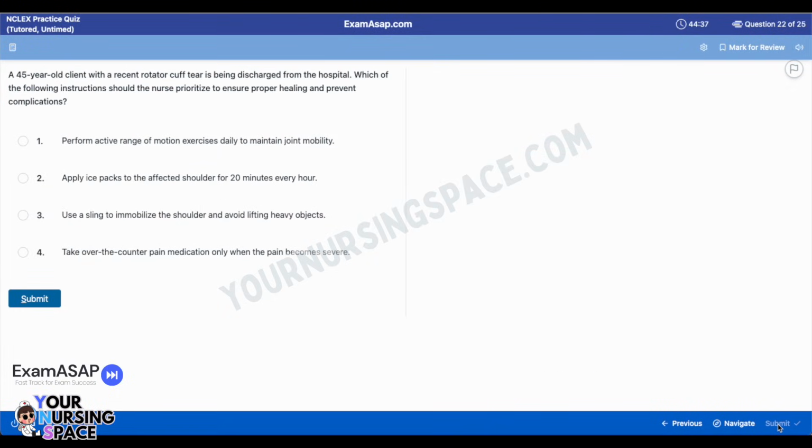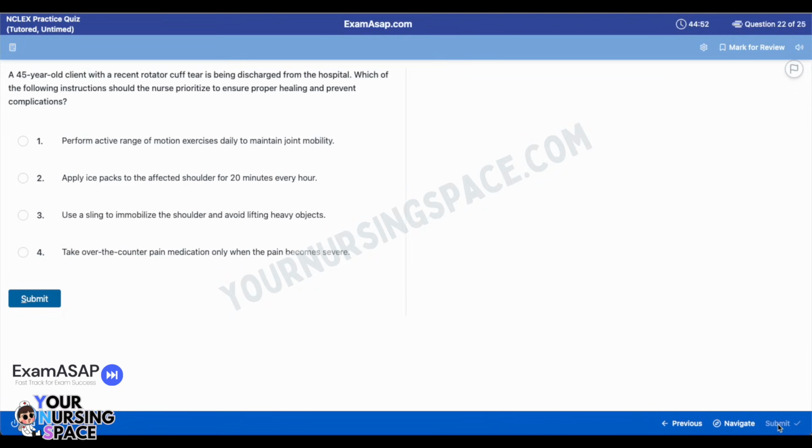A 45-year-old client with a recent rotator cuff tear is being discharged from the hospital. Which of the following instructions should the nurse prioritize to ensure proper healing and prevent complications? Here are the options.